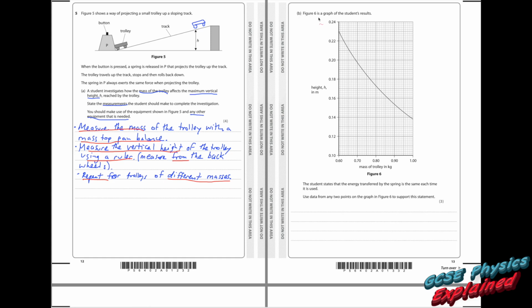Part B. Figure 6 is a graph of the student's results. So that's the vertical height that the trolley managed to get to, and that's the masses of the trolley. The student states that the energy transferred by the spring is the same each time it is used. Use data from any 2 points on the graph in figure 6 to support his statements. Right.